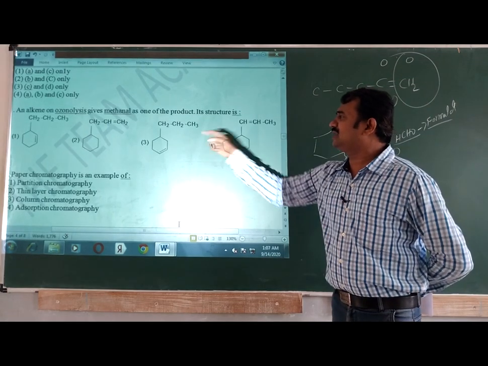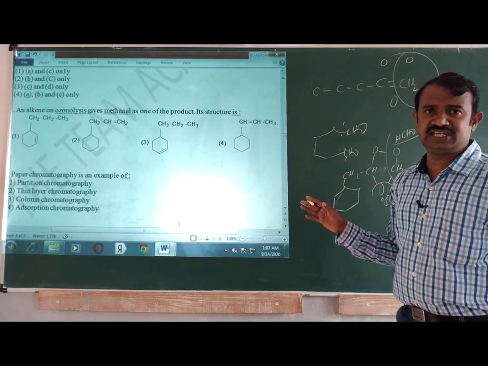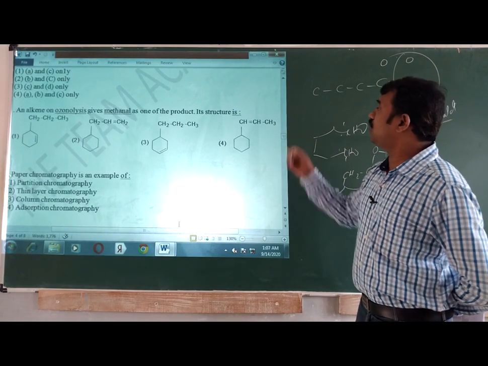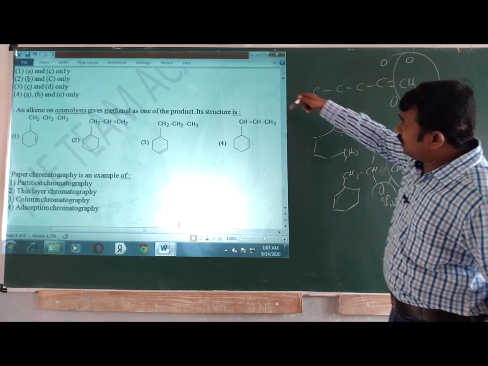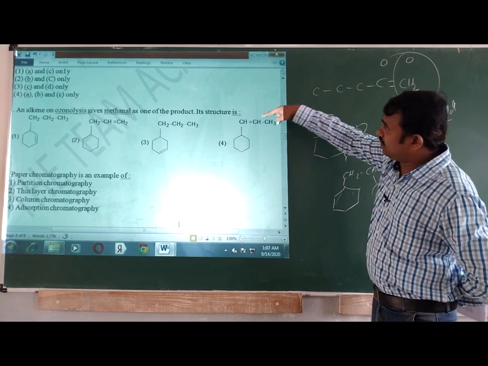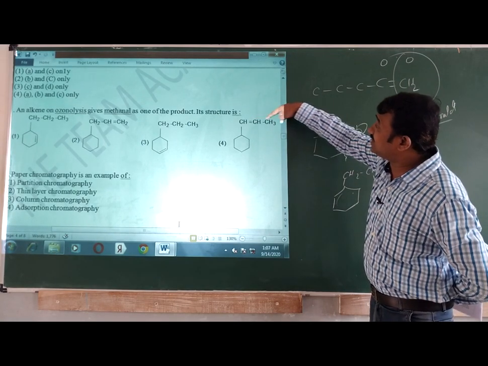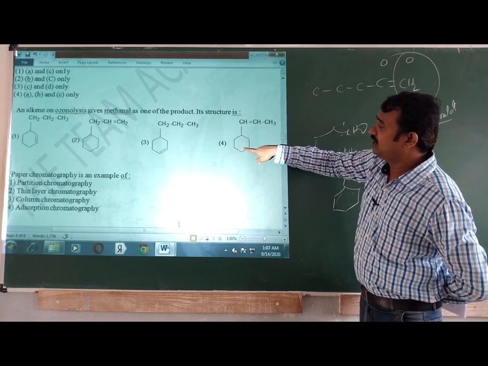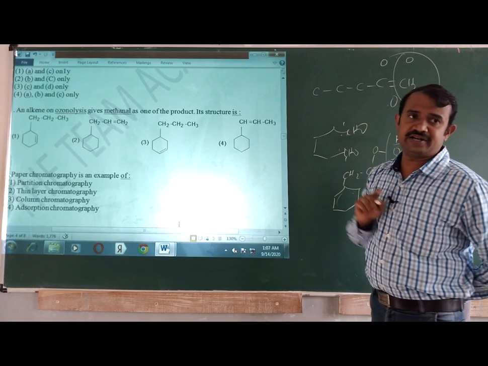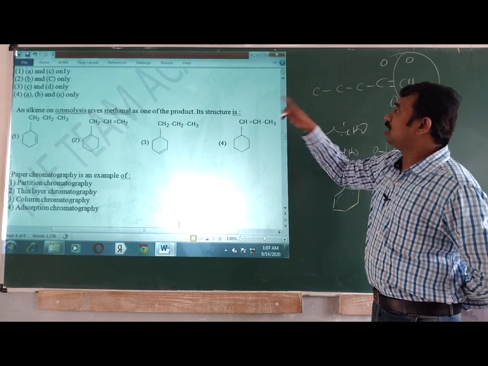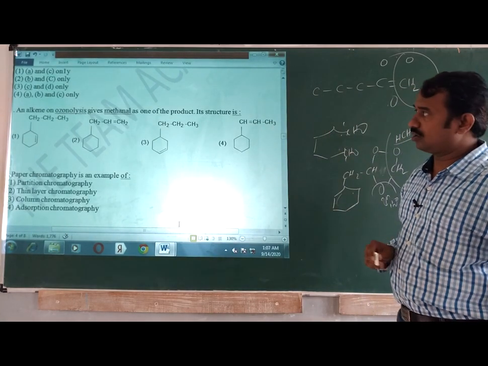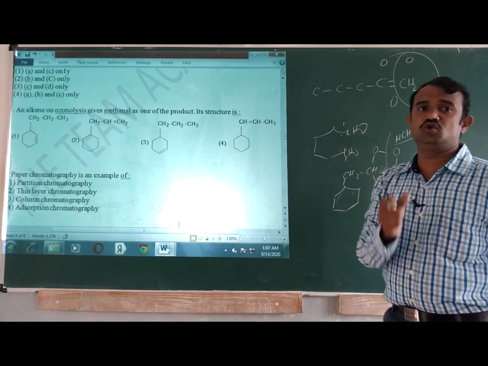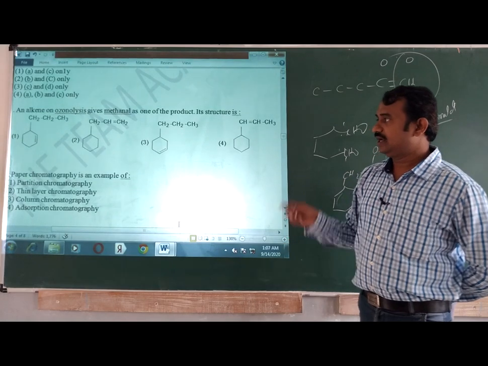The third one does not contain an alkene, so it does not undergo ozonolysis. Next, the fourth one, which undergoes ozonolysis, gives CH3CHO and cyclohexane carbaldehyde. It also does not form methanal. If you want methanal or formaldehyde, you have to use a terminal alkene. Next one.